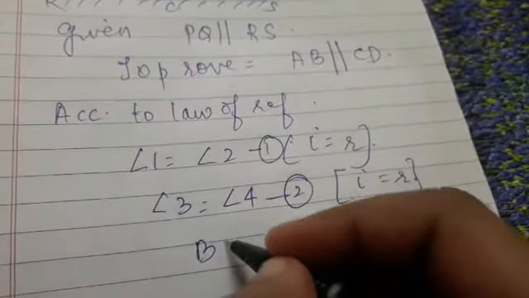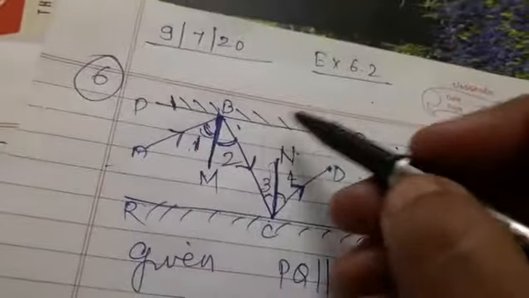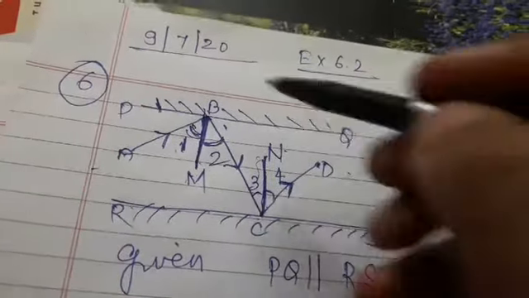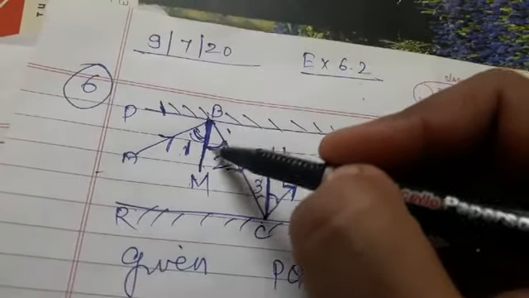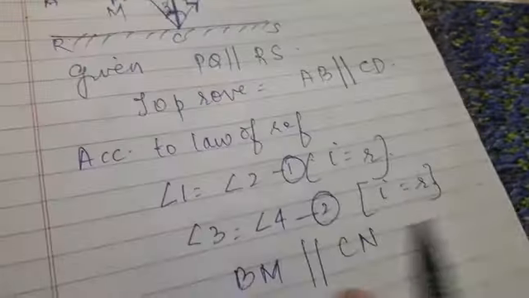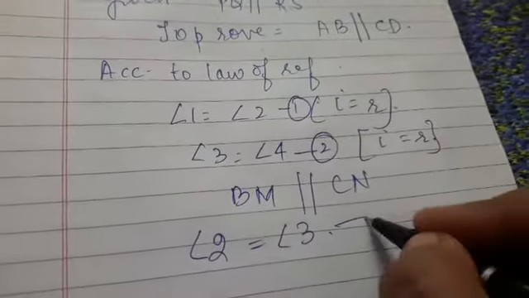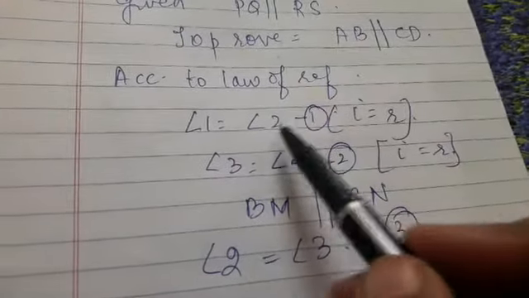now BM will be parallel to CN, right? Now BM is parallel to CN means which angle is equal? Angle 2 is equal to angle 3, right? Which angles are these? Alternate interior angles. So I will write angle 2 is equal to angle 3. This is equation number 3. Now I have got three equations here.